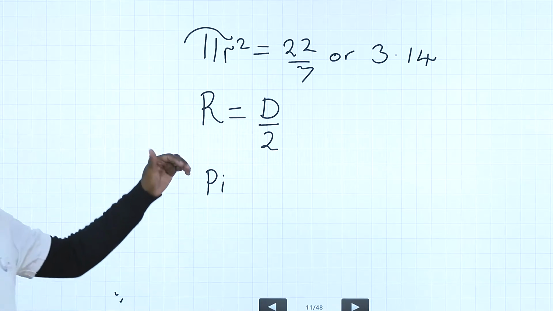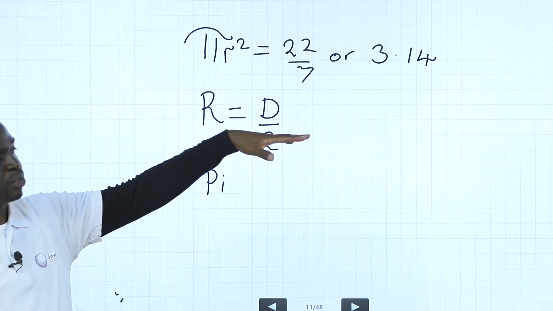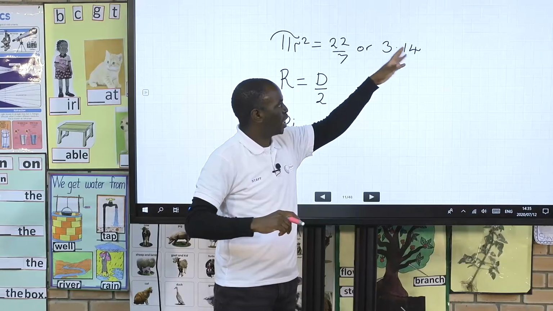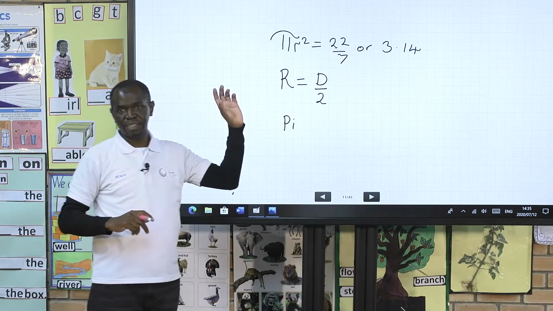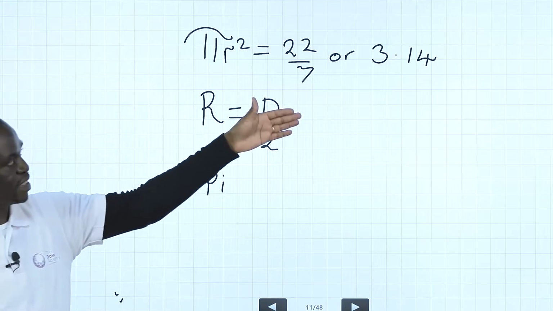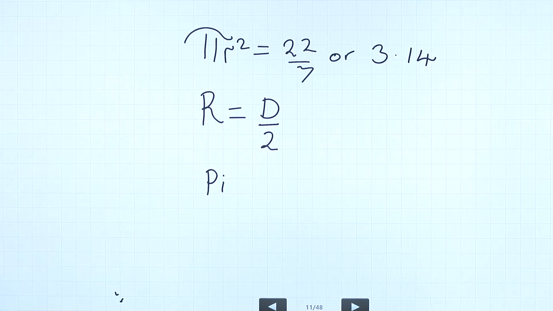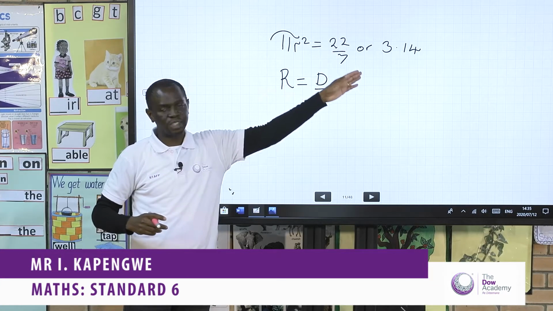Now, 3.14 is a number that is infinite because it has other digits that come after the 4. So you can use both of them, but specifically when we are in standard 6, we use these two, and it also depends on how the question has been asked when we calculate the area of a circle. So you can either use the first one or the second one.